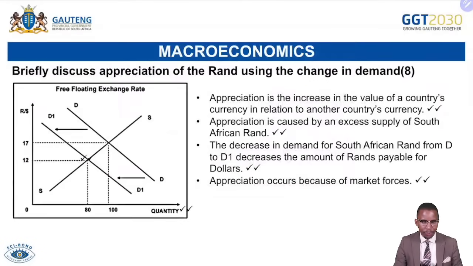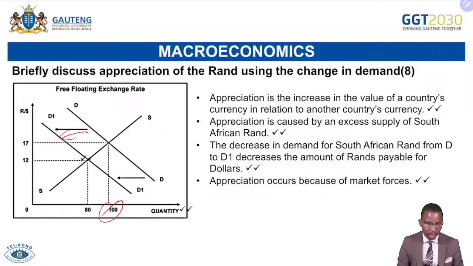And then we continue. Briefly discuss appreciation of the rand using the changes in demand, meaning here you draw the graph. So there are 4 marks for drawing and 4 marks for explanation. If the currency appreciates, automatically there must be a decrease in demand of the currency or an increase in the supply of the currency. In this situation, we see the decrease in demand for the currency, which results in the excess supply of the currency. That can lead to the currency appreciating.